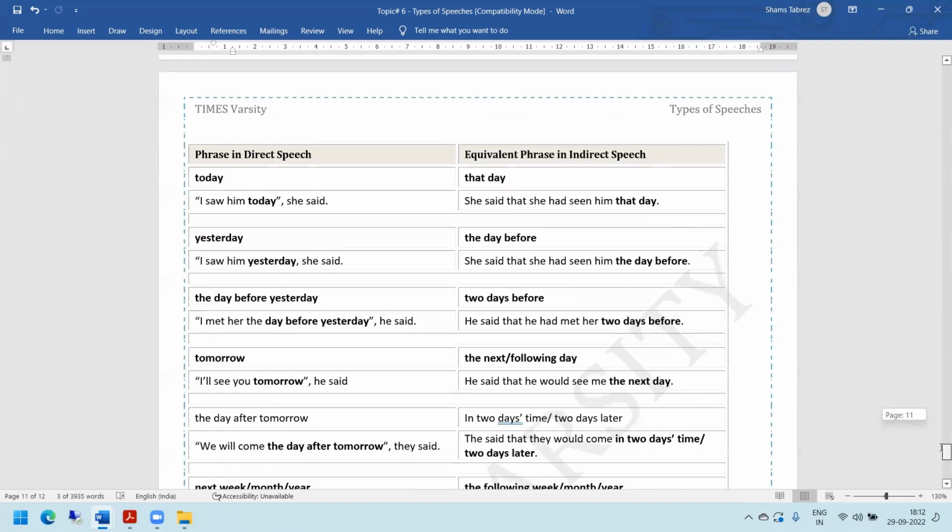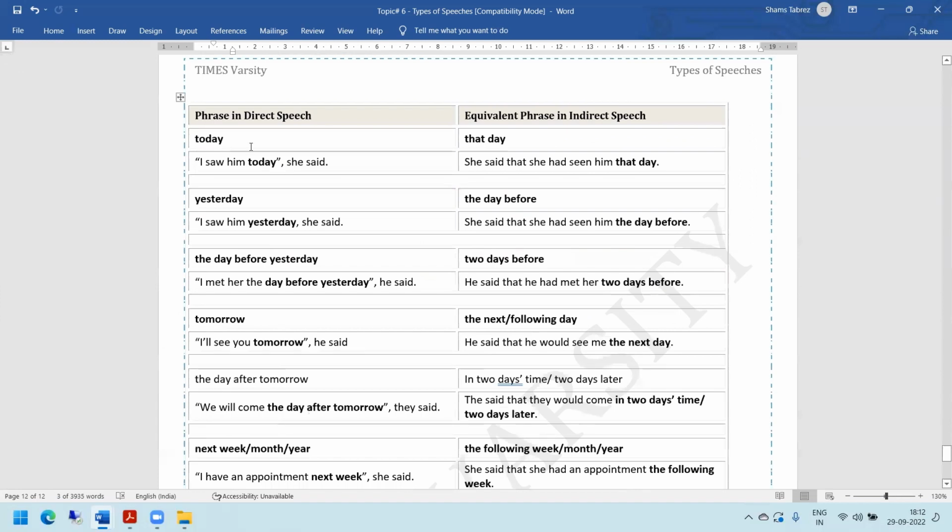Okay, so let's take some examples. Today: now we are using the word today in this sentence. "I saw him today," he said.